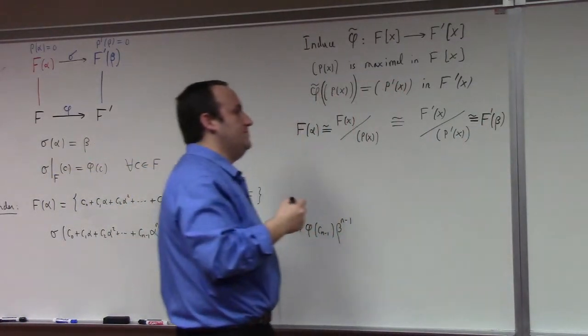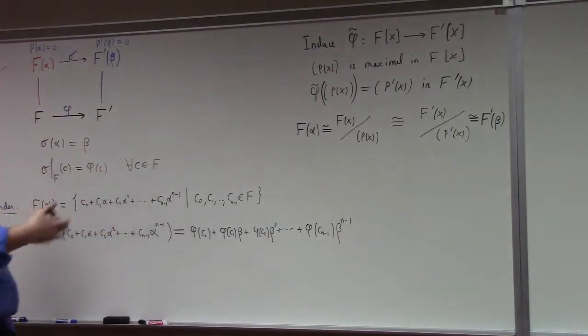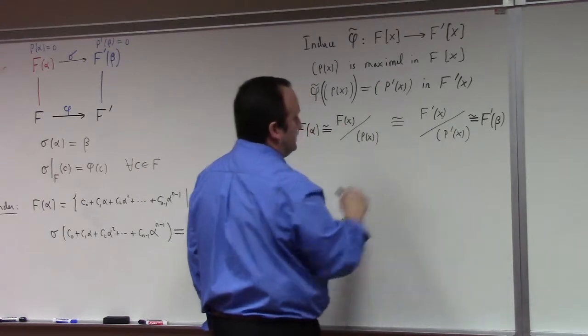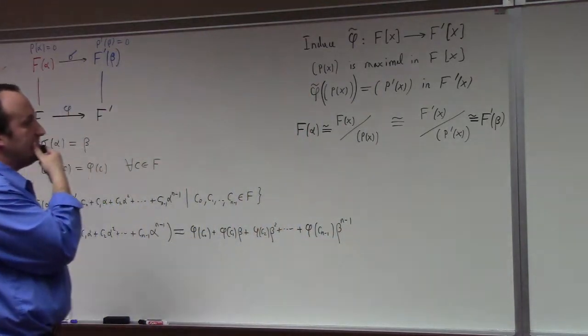So in fact, this is F(alpha), that's F prime(beta), and they're isomorphic because we can just use this map to see this.